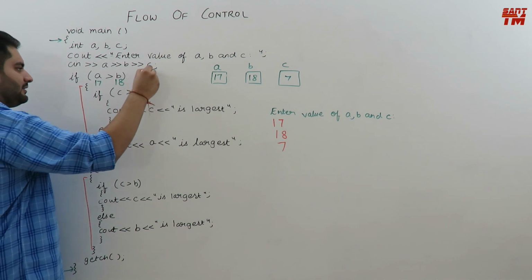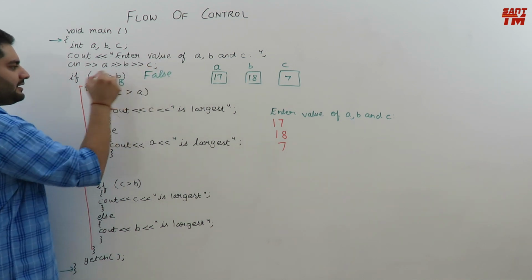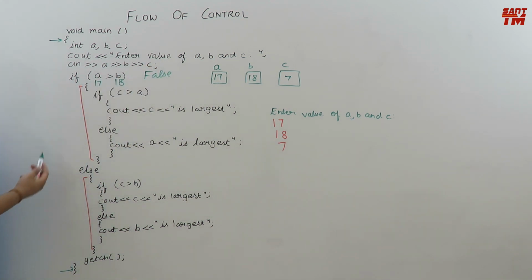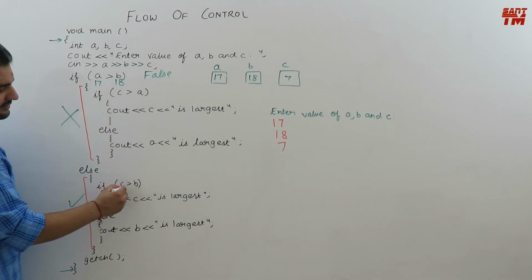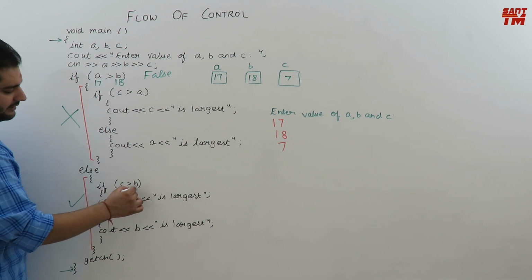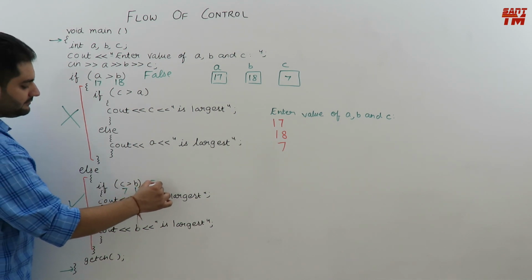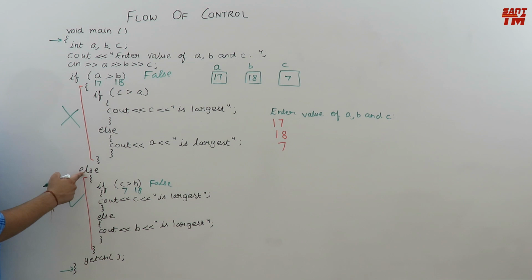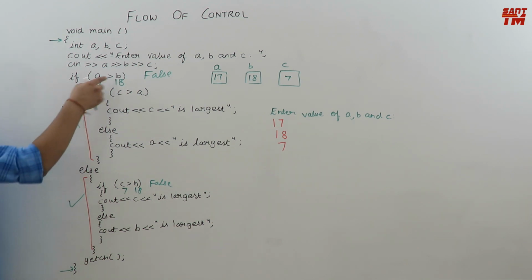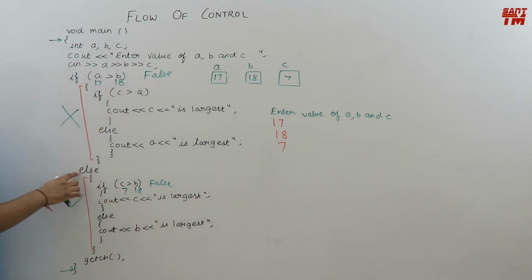No, it is false. So whenever the if condition is false, that means a is not greater than b, we will skip the block of if. Why? Because we have an else part. When the condition is false, we will not execute the block of if, we will execute the block of else. So in the else part we check c is having value 7 and b is having value 18. This is also false. Inside the else part we came to else via this condition. This is false, so we came to else.